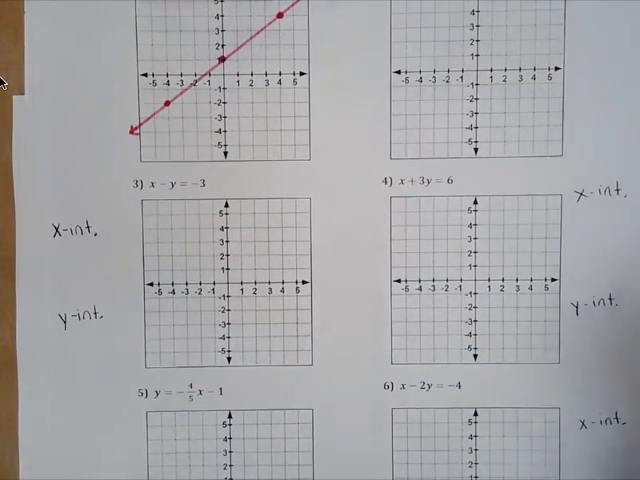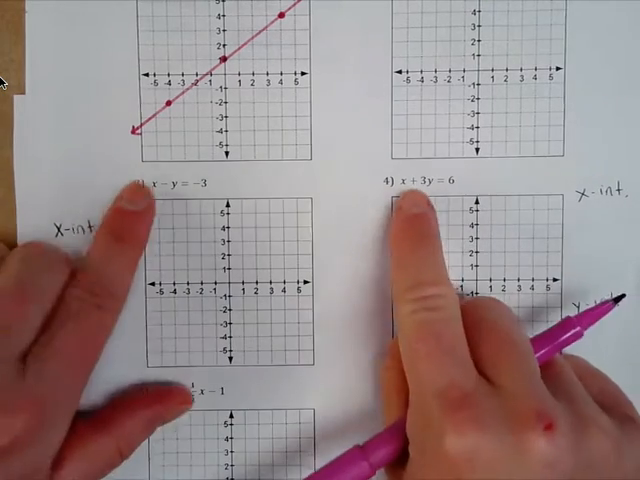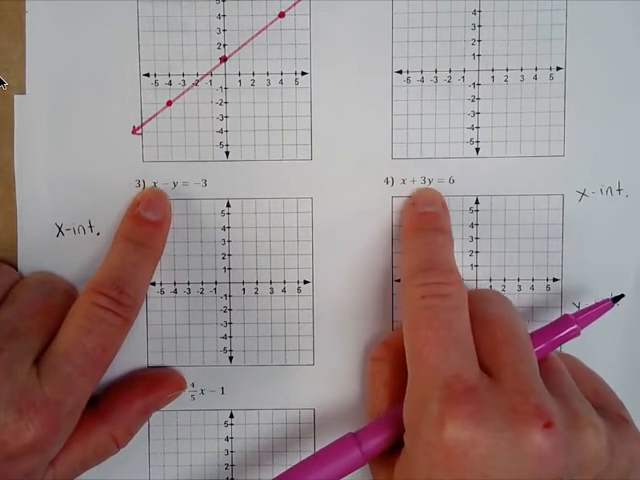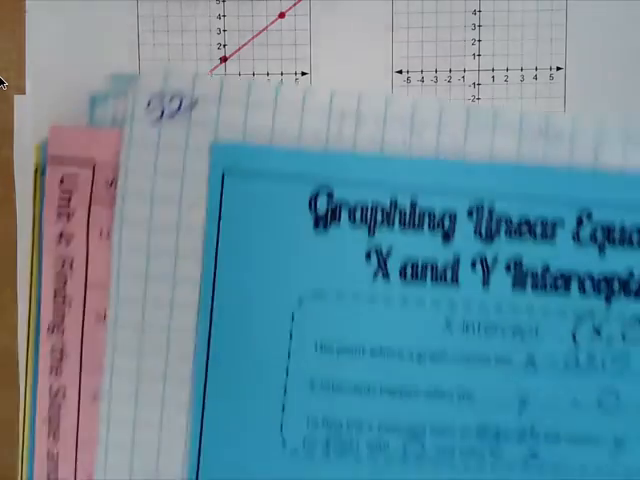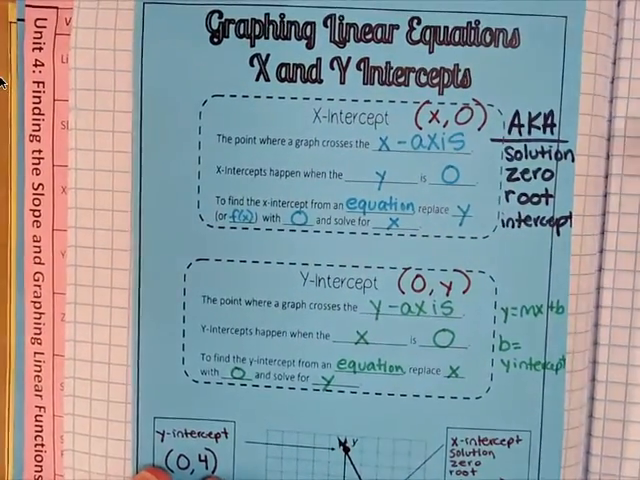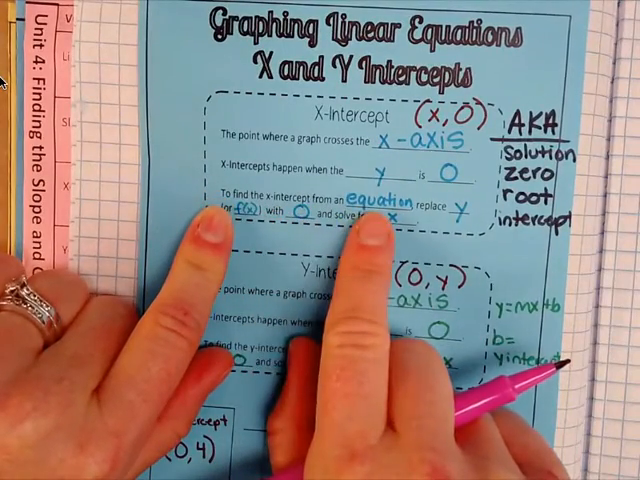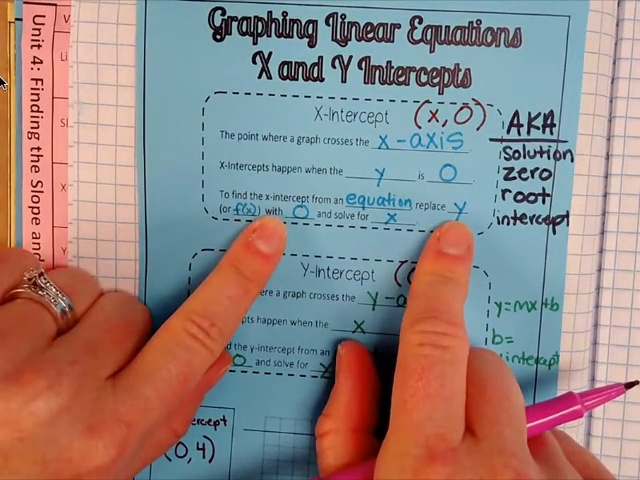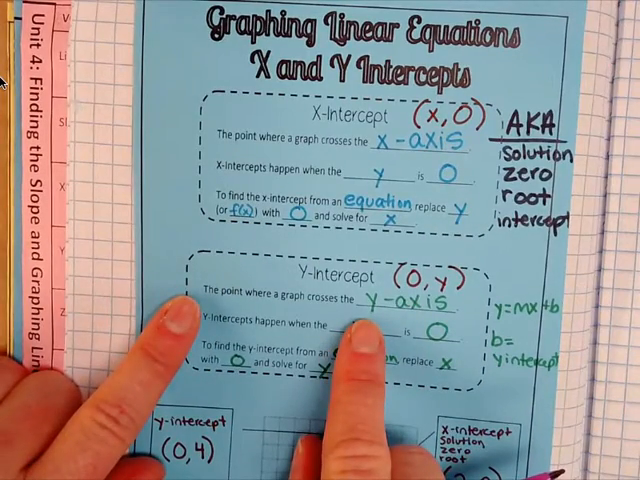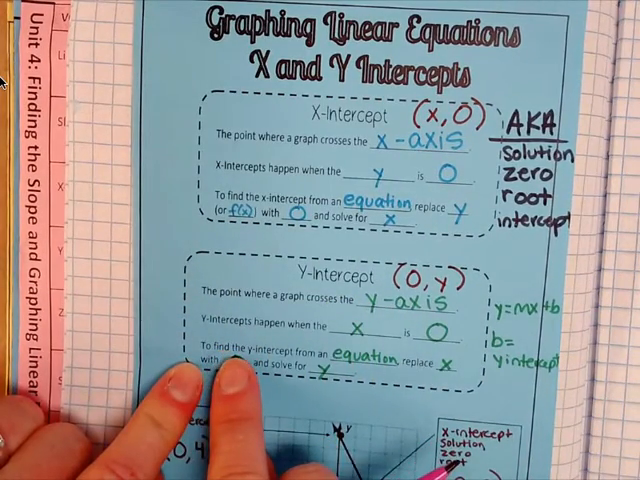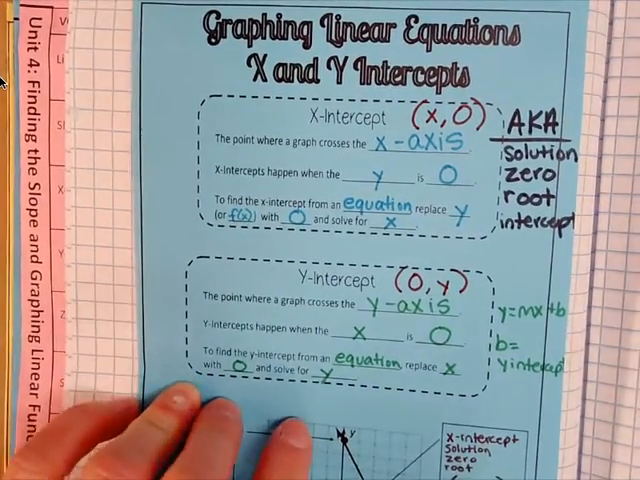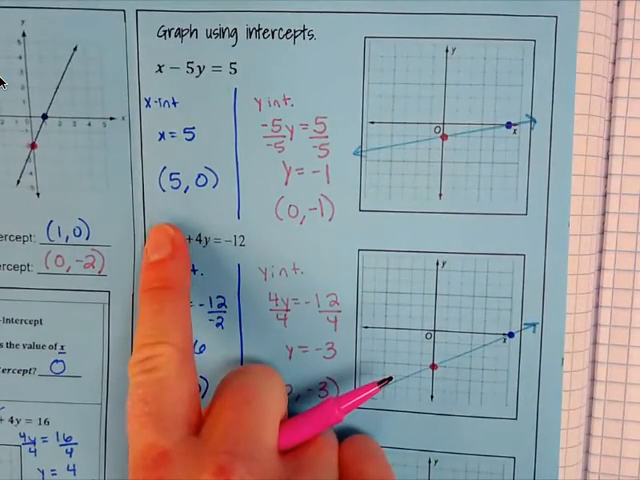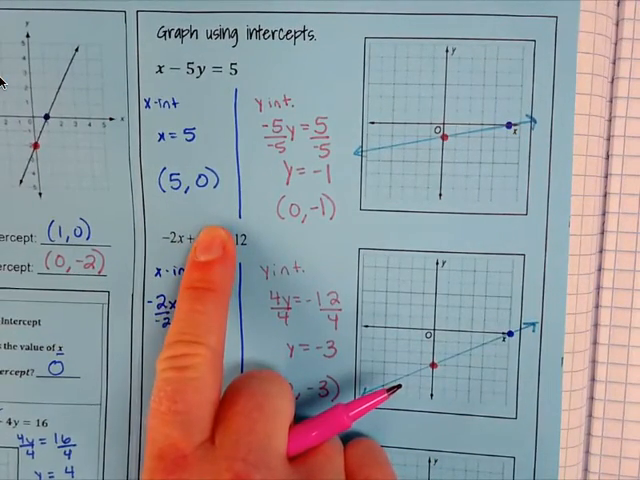Whenever we look at 3, 4, and 6, they're all written in ax plus by equals c. So the other day we did finding the x and y intercepts, which is this. To find an x-intercept from an equation, replace y with 0 and solve for x. To find your y-intercept, you're going to use the equation to replace x with 0 and solve for y. So that's where we covered them up and solved for the variable that we wanted the intercept for.